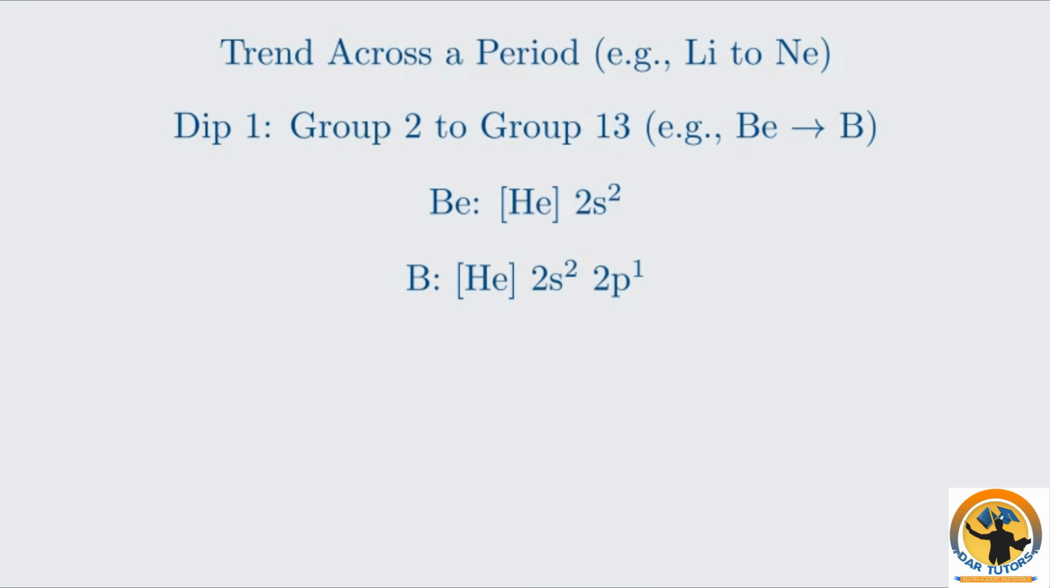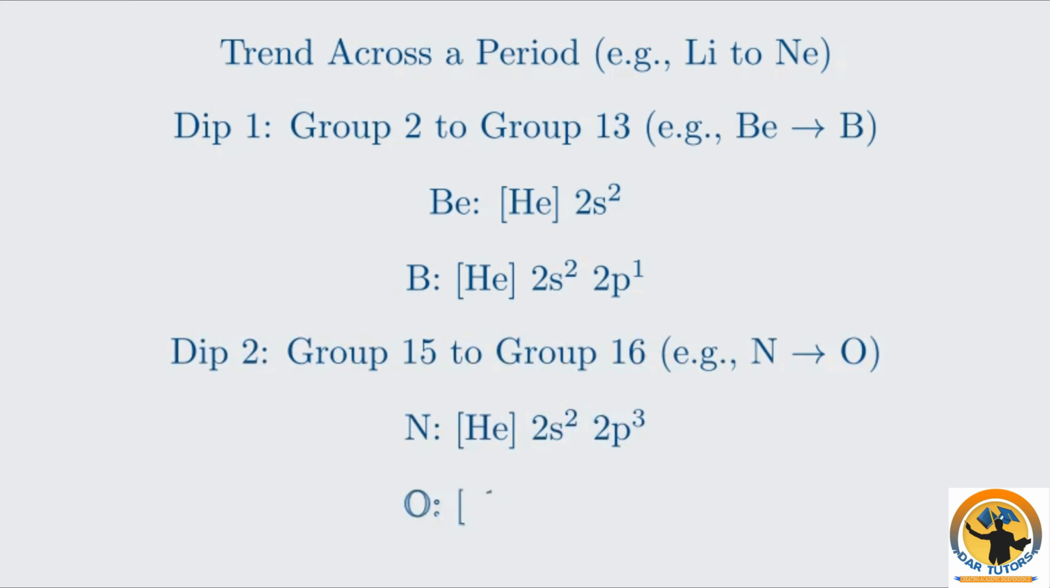The second dip occurs between group 15 and group 16, for example from nitrogen to oxygen. Nitrogen has 3 electrons in its 2p sublevel, each in a separate orbital with parallel spins as per Hund's rule. This is a very stable half-filled configuration. Oxygen has 4 2p electrons, meaning one of the 2p orbitals must contain a pair of electrons. The repulsion between these two paired electrons makes the 2p4 configuration less stable, so it's easier to remove one of these electrons than it is to remove an electron from nitrogen's stable configuration.